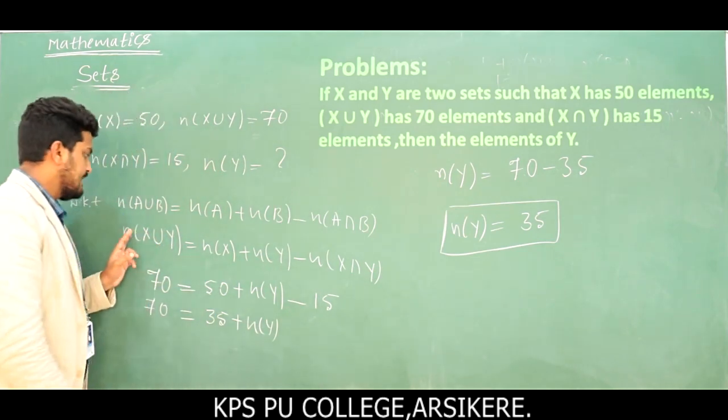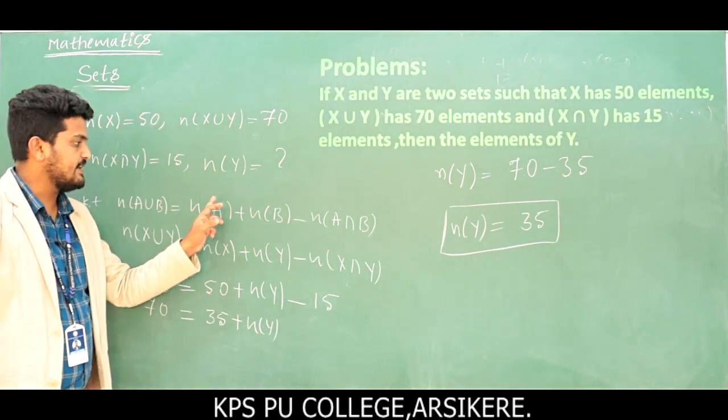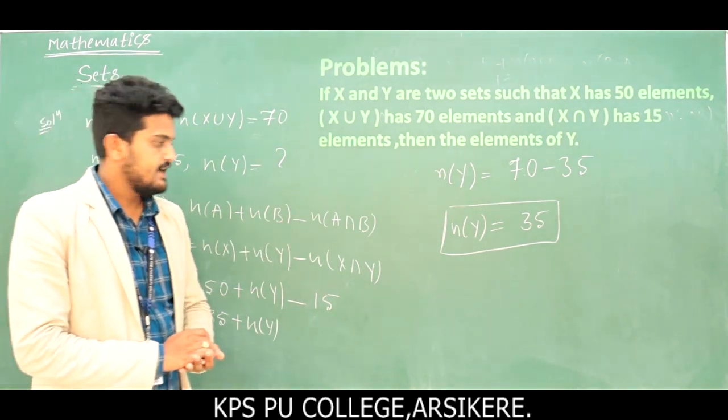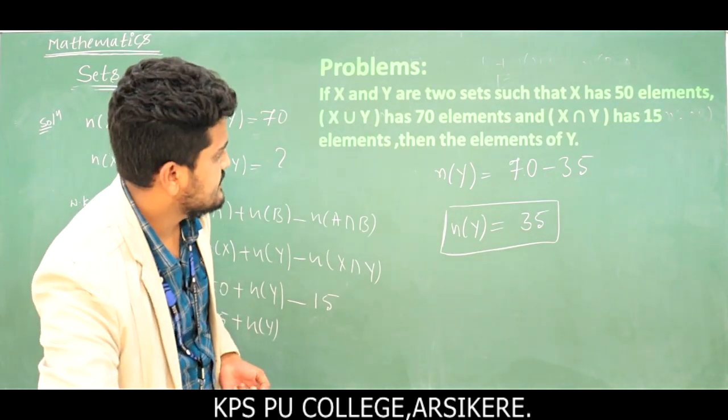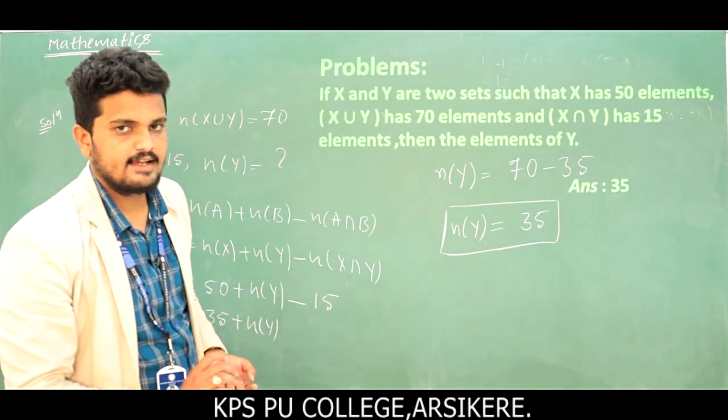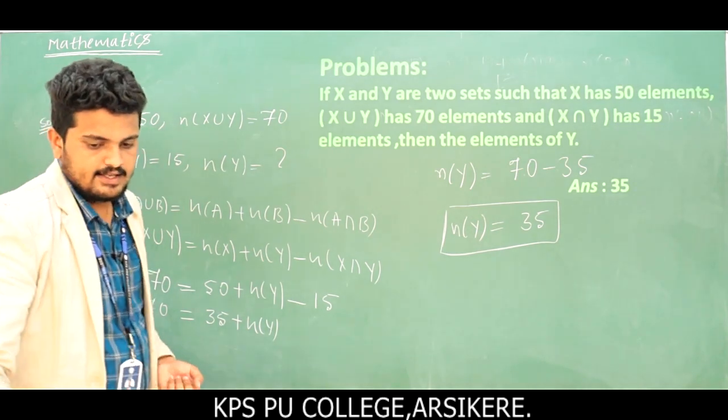Got the formula? n of a union b is equal to n of a plus n of b minus n of a intersection b. So the answer is 35. Okay, next one.